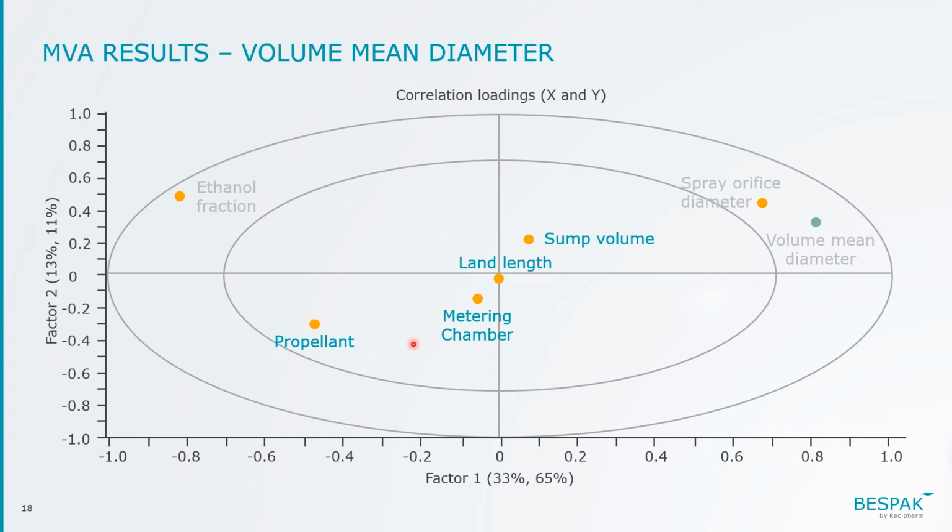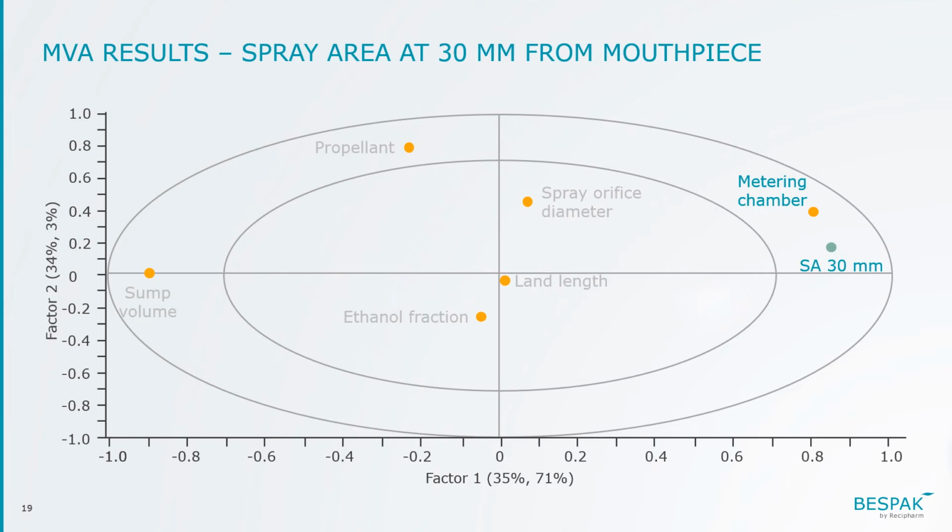The remaining variables exert an influence on the response variable, but their influence is lower than that of the actuator orifice diameter or that of the ethanol fraction. The metering chamber volume is strongly positively correlated with spray area at 30 mm from the actuator mouthpiece. Larger metering chambers therefore increase the perceived spray area.